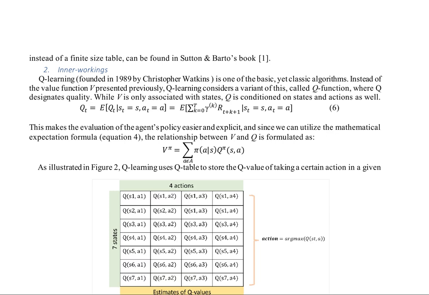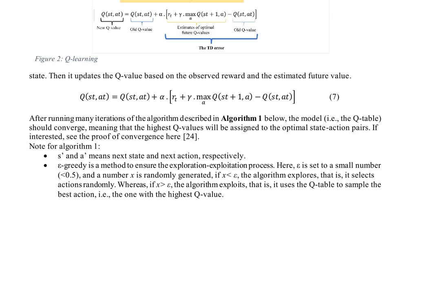The Q-value is updated based on the observed reward and the estimated future value, as expressed in equation 7. This update process is repeated multiple times, as outlined in algorithm 1, until the model converges, indicating that the highest Q-values are assigned to the optimal state action pairs. A proof of convergence for this algorithm can be found in [24].